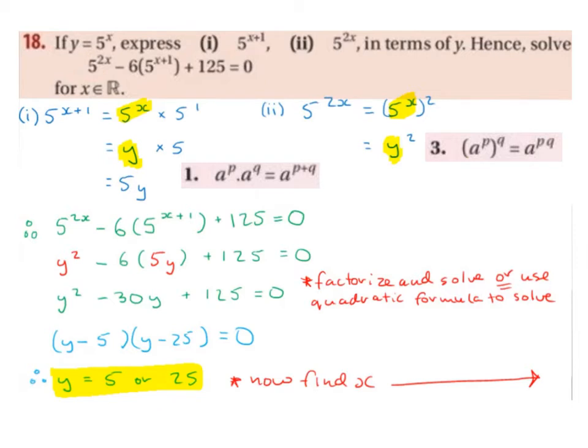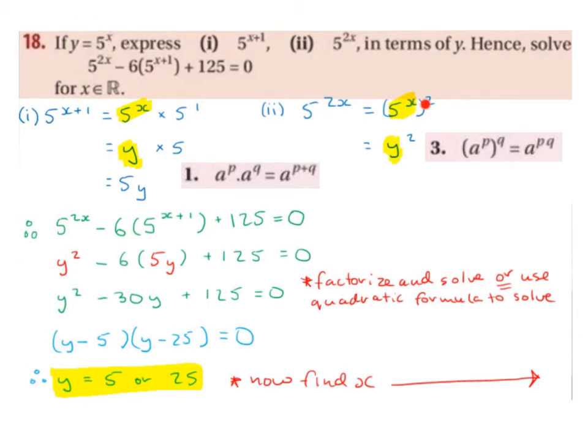Now again, just like the last step, we are actually using this rule in reverse. We're going from a to the power of pq to a to the power of p raised to the power of q. So we're breaking up the 2x, and it's going to give us 5 to the power of x raised to the power of 2. Alternatively, we could have rewritten it as 5 to the power of 2 raised to the power of x. But we want 5 to the power of x, because we were told in our question y is equal to 5 to the power of x.